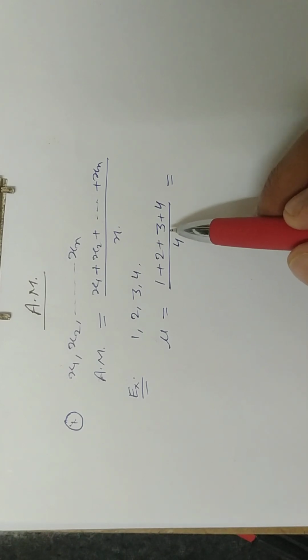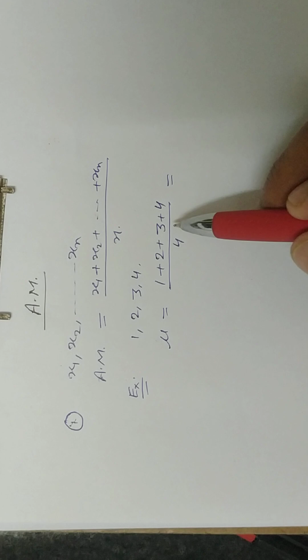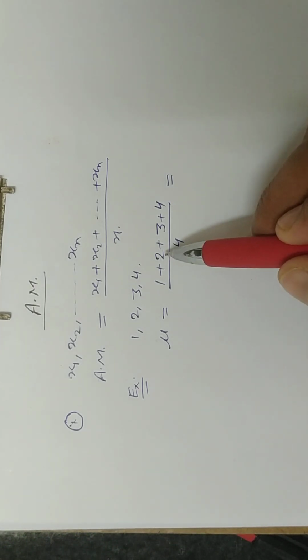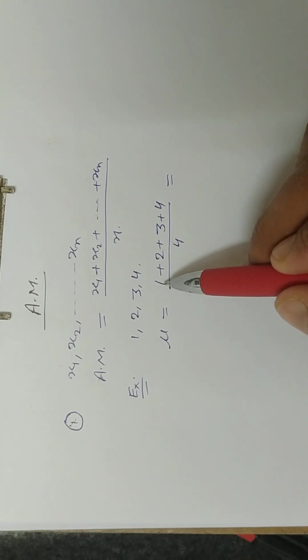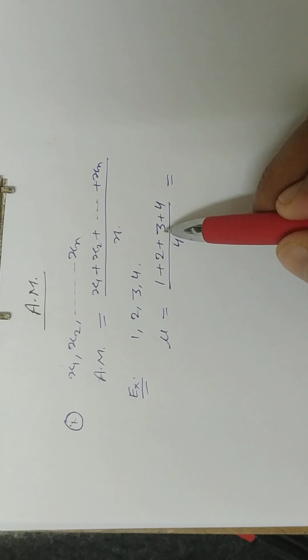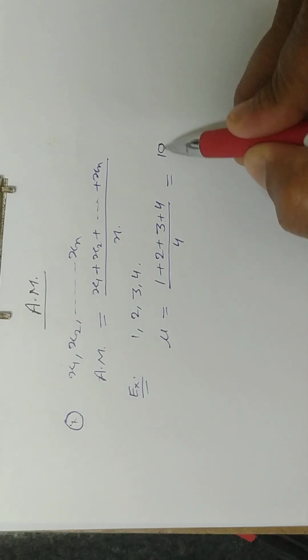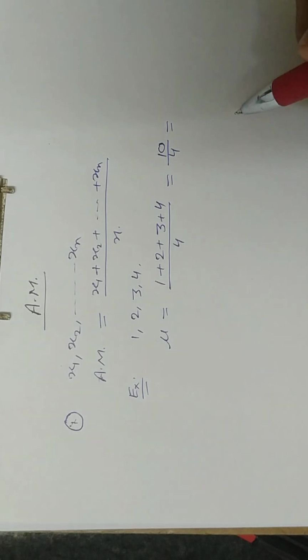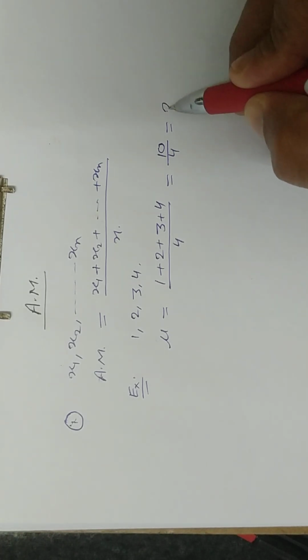The sum of the numbers is 4 plus 2, 6, plus 1, 7, 3, 10 upon 4. So the answer of this question is 10 upon 4, 2.5.